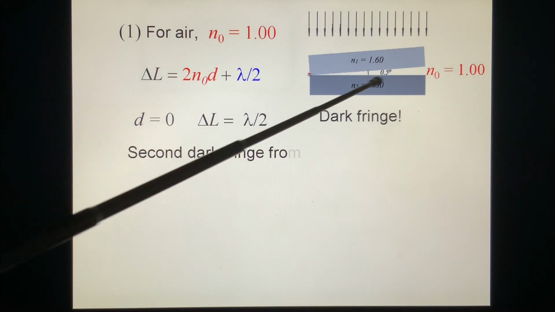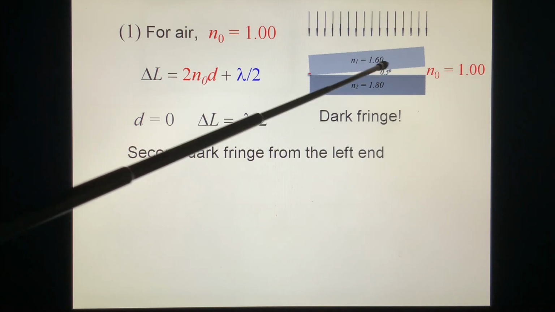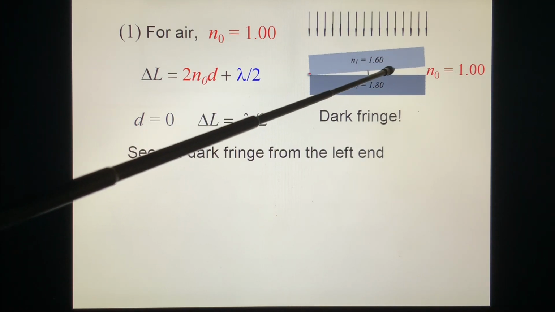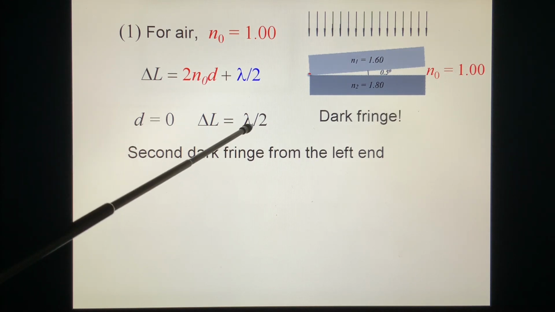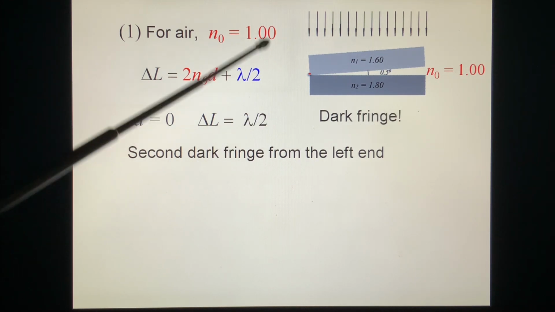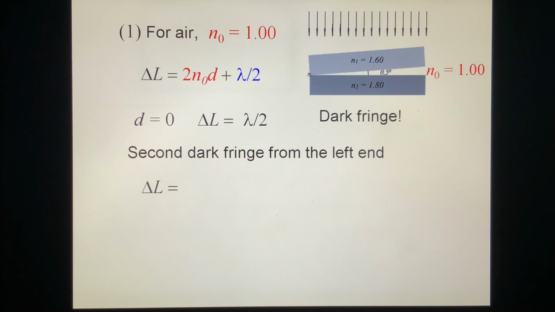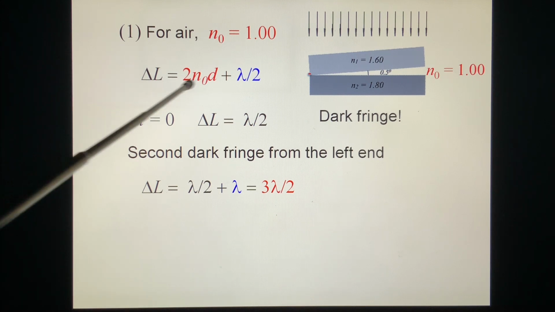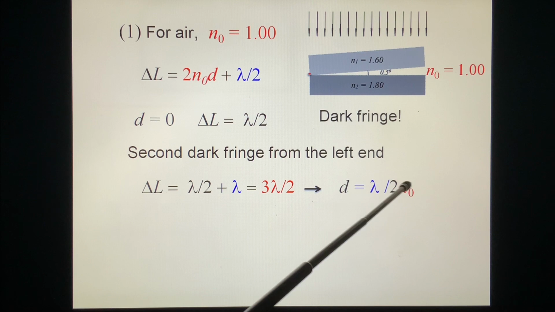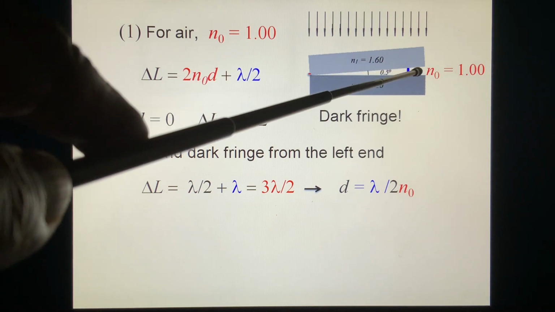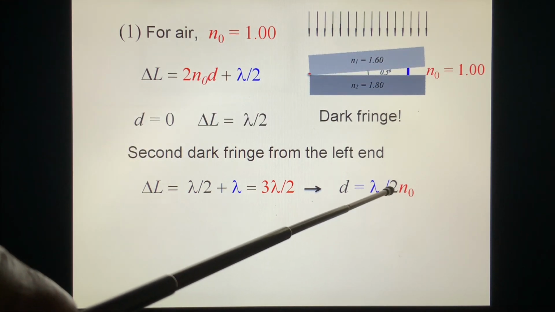Then the second dark, because what we wanted is the separation between these two. The second dark means half lambda plus lambda, which is 3 over 2 lambda. From here, with 3 lambda over 2, we find the d. The d equals lambda over 2n. Then we have this d. So we know d.